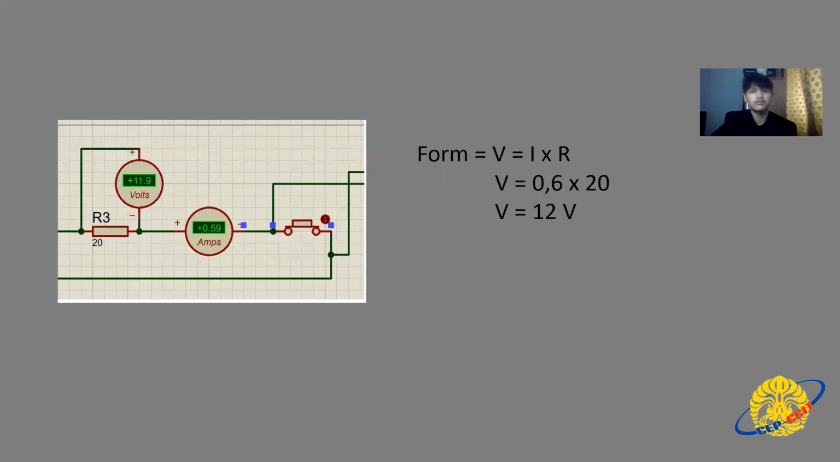My name is Allifya Rachman from Group 7, and I will continue what Damar explained before. Based on this picture, we have a 20 ohm resistor and 0.59 ampere. If you want to search for the V or the volt, the formula is V equals I times R. Then we insert the numbers. The I is 0.59 or 0.6, times 20 the resistor. So the result is 12 volt.